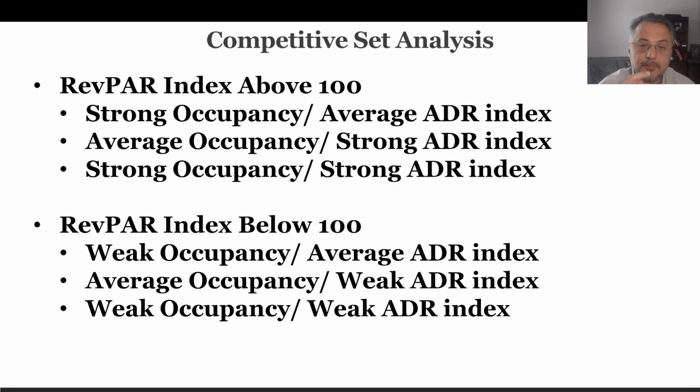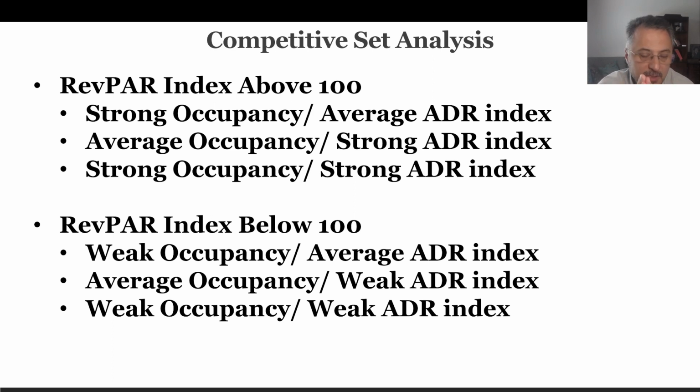Now, following the earlier example, I want to give some examples of when the RevPAR index is above 100 and when it is below 100. In the first case, if you have a RevPAR index above 100, with strong occupancy but an average ADR index, that indicates that guests perceive strong value at the current rate structure, and many would likely be willing to continue booking even at higher rates.